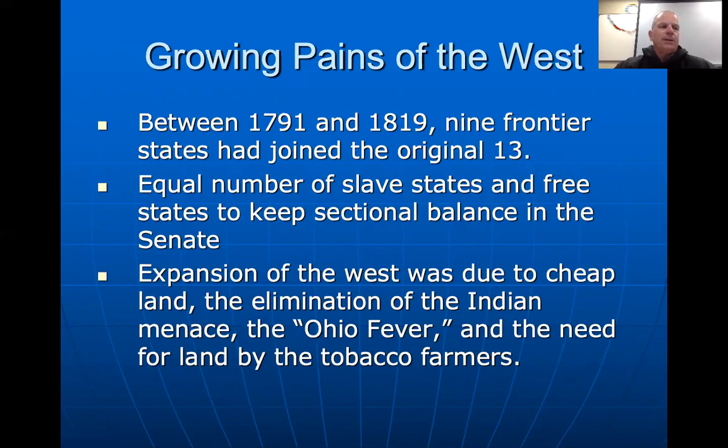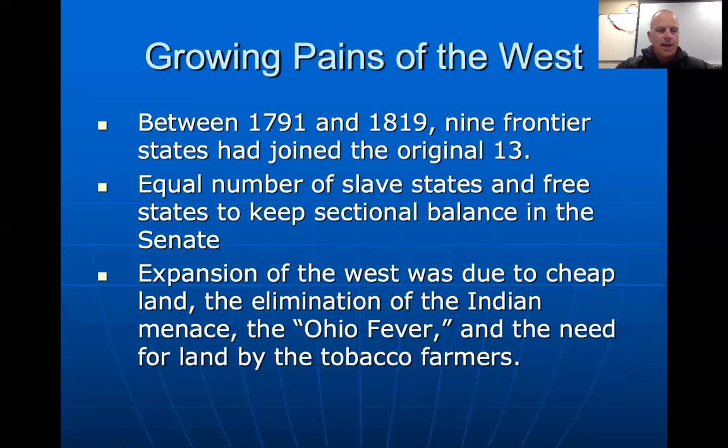And there began to be a pattern. And the pattern was, for every slave state, there was going to be a free state, or vice versa. For every free state, there was going to be a slave state. And Southerners wanted to make sure that they kept that equal balance. That's an important concept to understand: the reason why Southerners needed to, as they felt, maintain equality in the number of slave states compared to the number of free states.